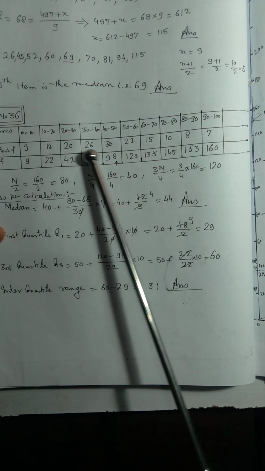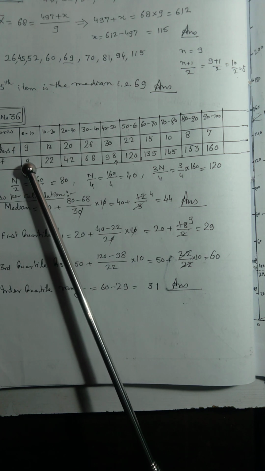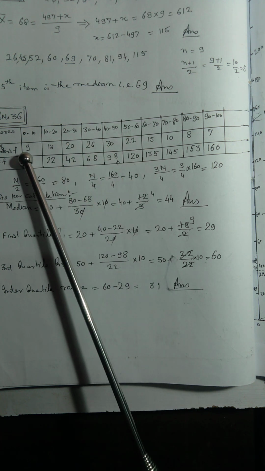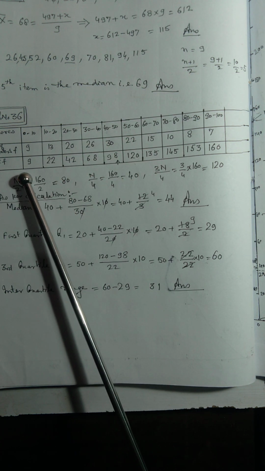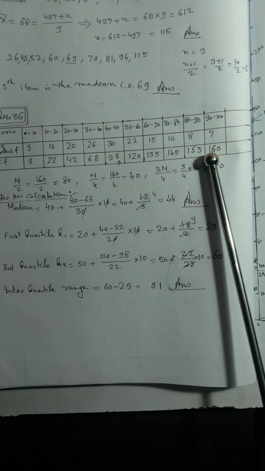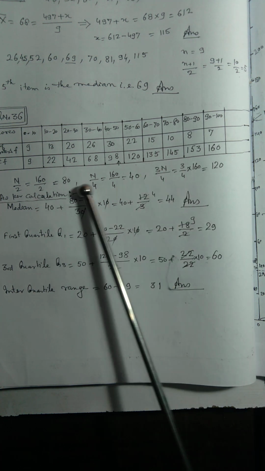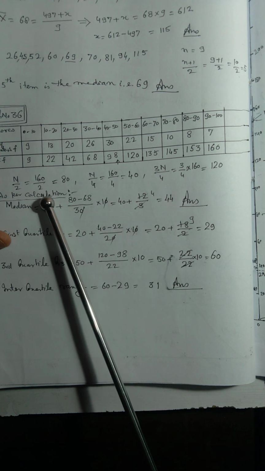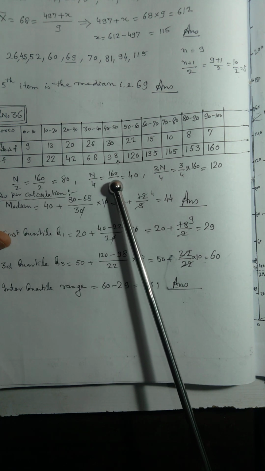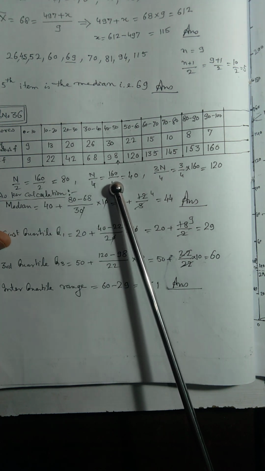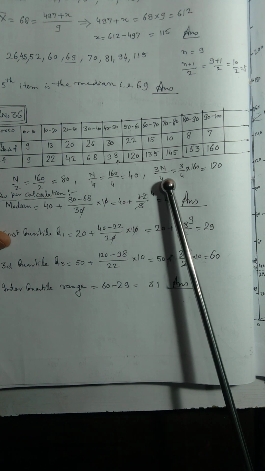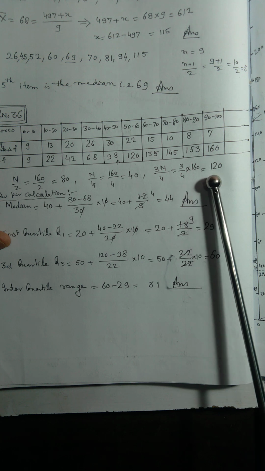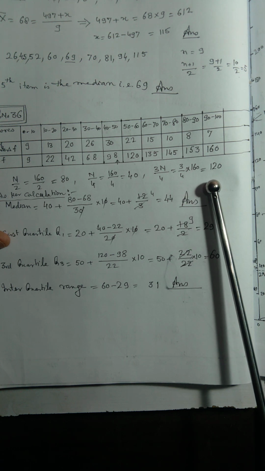Now you see with the table, first of all we have the first 2 rows; this information is already given in the book. Now coming to cumulative frequency, we have to prepare it. Once we have prepared the cumulative frequency, find out n by 2, that is 160 divided by 2, that is 80. N by 4 is 160 divided by 4, that will be 40. 3n by 4 is 3 by 4 into 160, which will be equal to 120.